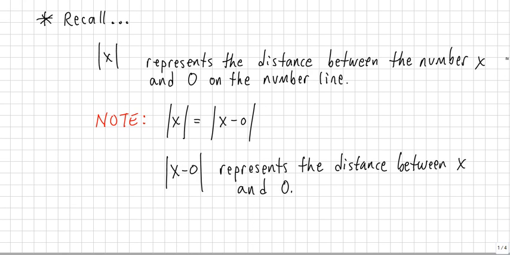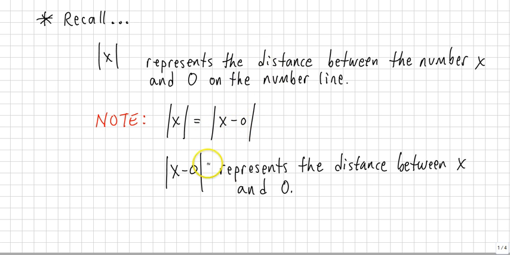So once again, let's remind ourselves what absolute value represents. The absolute value of a number x represents the distance between that number x and 0 on the number line. So how far is the number from 0? The absolute value of any real number will just give you how far away from 0 it is on the number line. So something to think about. The absolute value of x would be exactly the same thing as the absolute value of x minus 0.